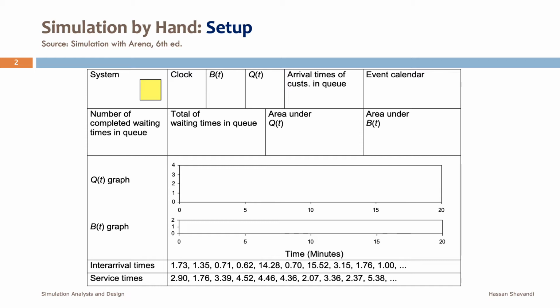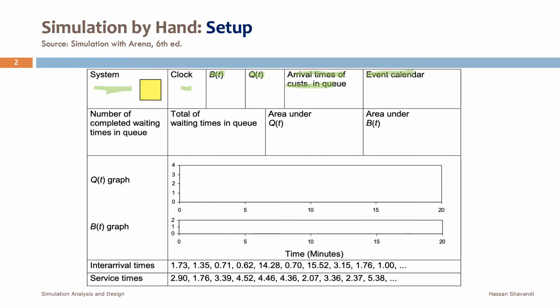As you see here, we have the system status here. Let me show it by a different color. Yeah, this is the area of the system status. So we have the clock here. We have the value of BT, I mean the server status, which could be busy or idle. And we have the other state variable here, QT, the number of customers or parts in the line. And then the arrival time of the customers in the queue, again, we have it here.